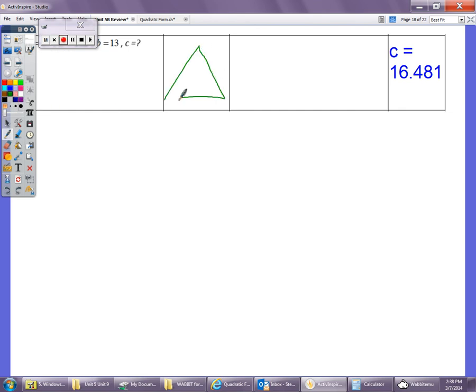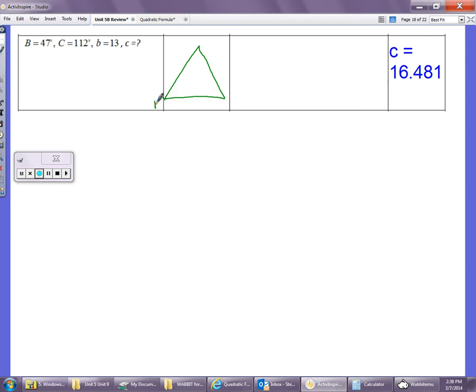Draw your triangle. And you don't have to put ABC where I put them. This is just where I put them. But they said B was 47, big C was 112, and then little b was 13. So this is AAS. This is law of sine. So they want you to solve for C. Since they want you to solve for C, we have enough information. We don't even need to find A. It's not important for us right now.